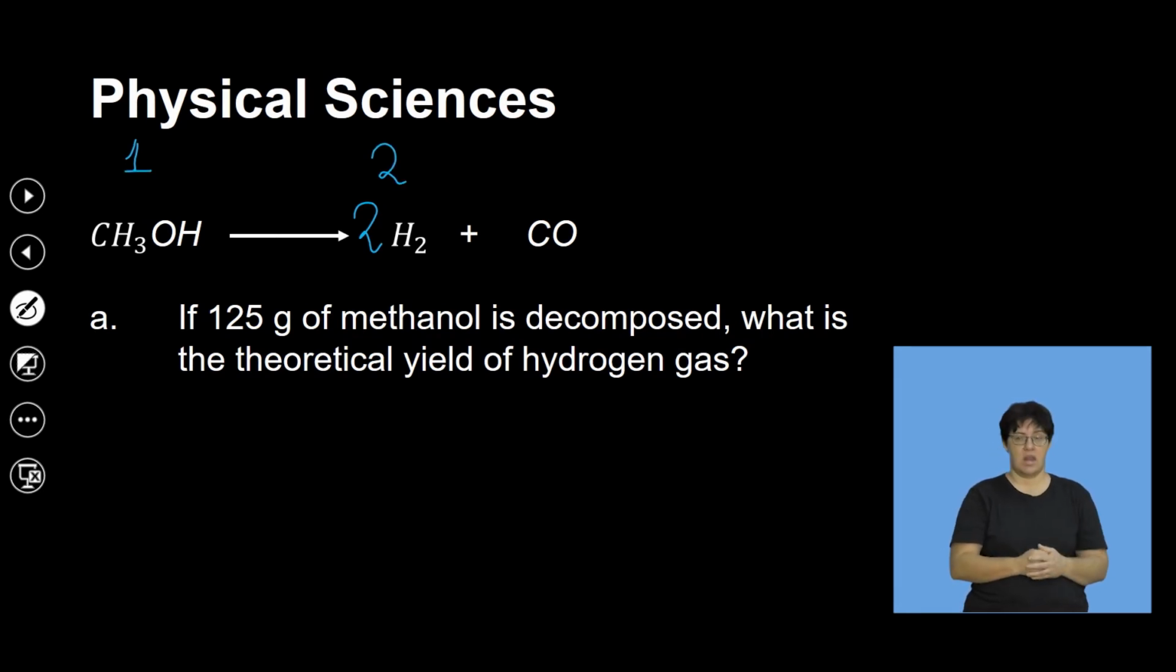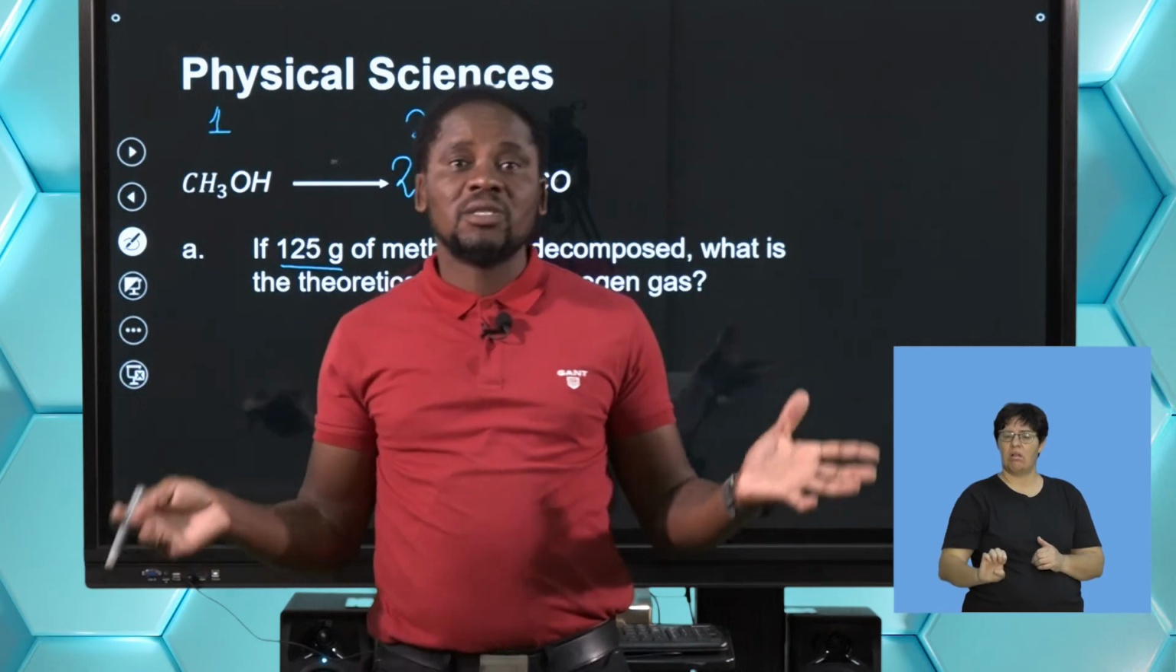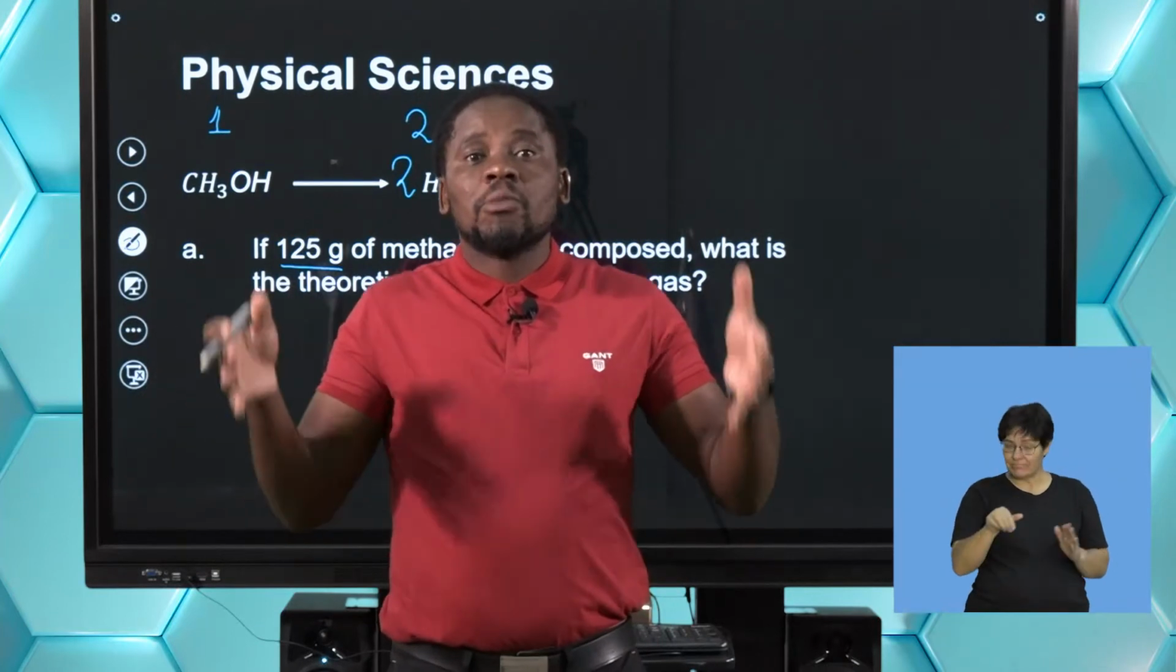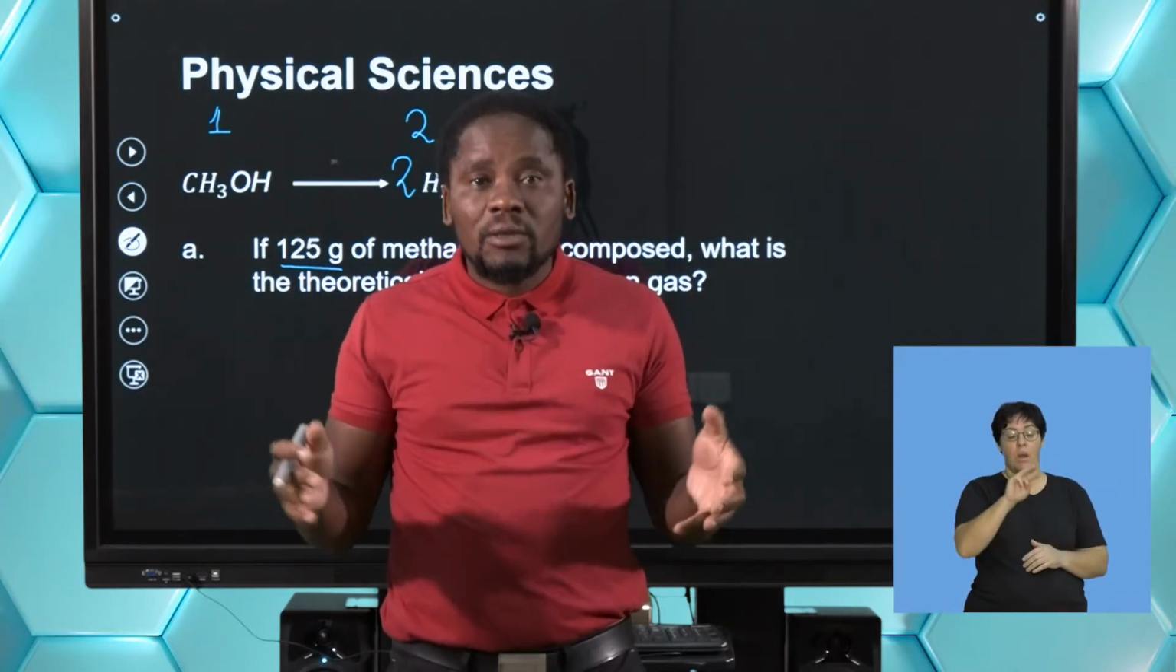We are told that there is a sample of 125 grams of methanol. Now, what is the theoretical yield of hydrogen? The theoretical yield is what we expect in terms of the stoichiometric ratio, in that these substances react to form the other. As a result, let's change this mass of 125 grams into moles. Why the moles? Remember, the mole is the SI unit of quantity of matter.